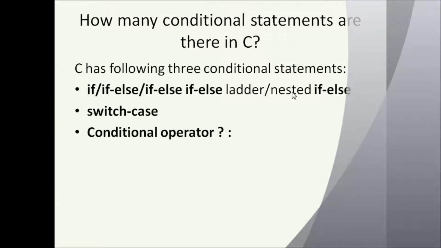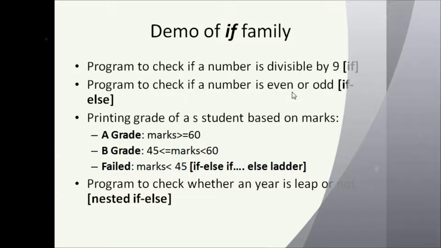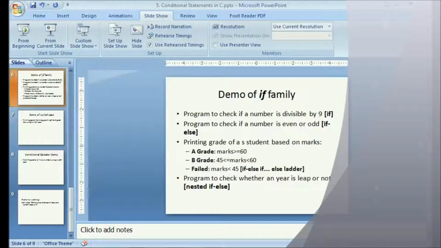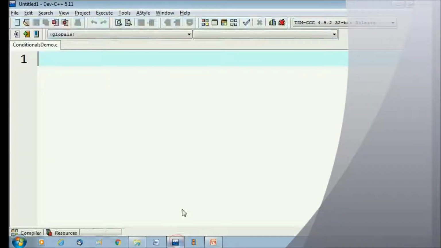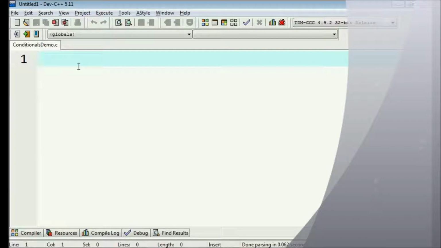So let's get started with coding, and let's first understand how the simple if statement works. Let's start with a simple program to check whether a number is divisible by 9 or not. Here I'm switching to write a simple program. This is the Dev C++ compiler. You can use any IDE to write the C code. So here I'm just writing the code.